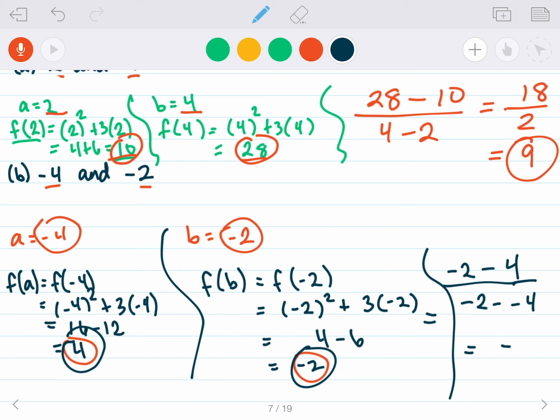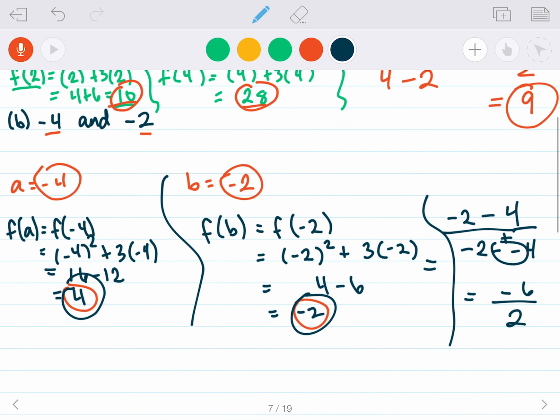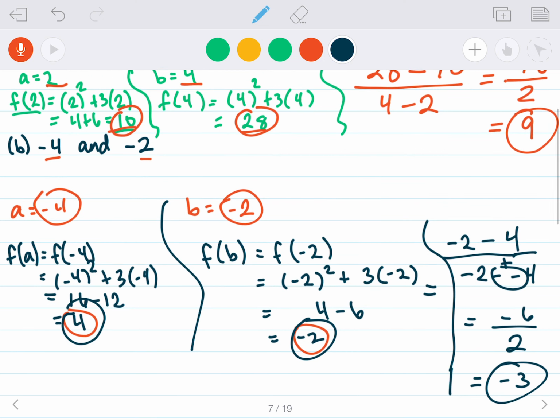So on top, we're going to get negative 6. On bottom, these double negatives become a positive. Negative 2, positive 4 makes a positive 2. And finally, negative 6 divided by 2 simplifies to negative 3. So our answer for part B is negative 3.